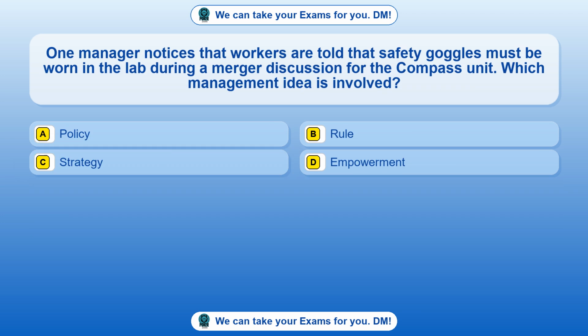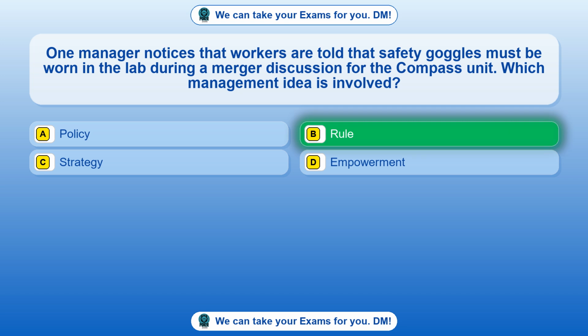Question 48. One manager notices that workers are told that safety goggles must be worn in the lab during a merger discussion for the campus unit. Which management idea is involved? Option A, policy. Option B, rule. Option C, strategy. Option D, empowerment. The correct answer is option B, rule.